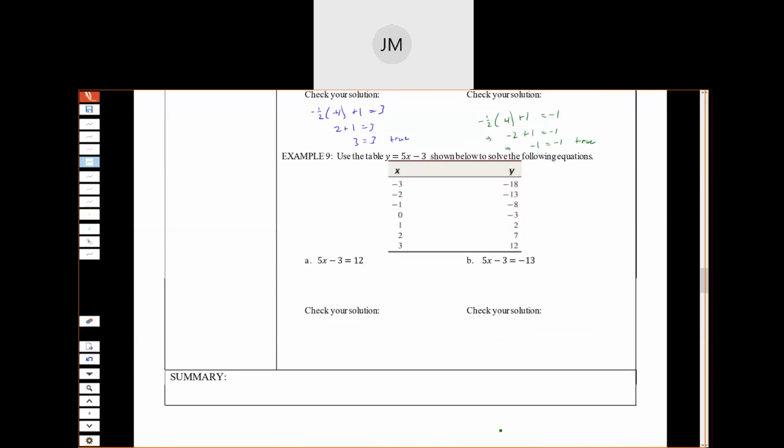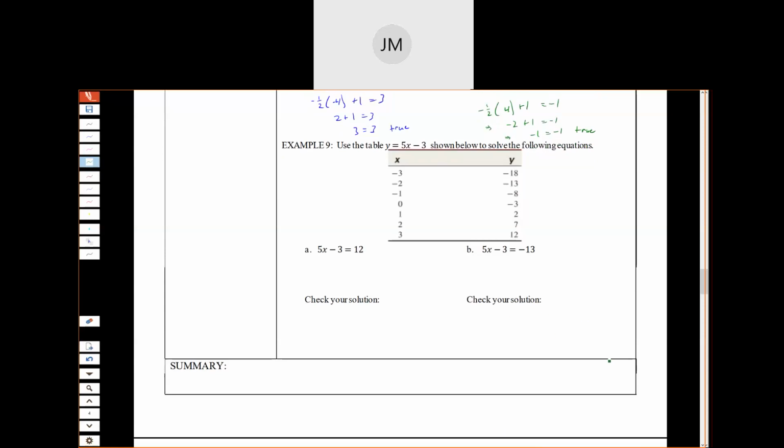Use the table y equals 5x minus 3 shown below to solve the following equations. So we don't have to put this on our calculator. We're given the table. What we're going to do is solve these. I want to look for where these two are the same.